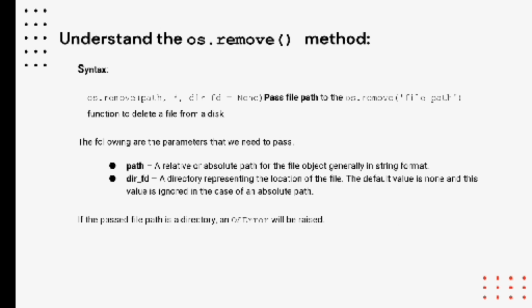Understand the os.remove method. Syntax: os.remove(path, *, dir_fd=None). Pass the file path to the os.remove function to delete a file from a disk. The following are the parameters that we need to pass. Path: a relative or absolute path for the file object, generally in string format. dir_fd: a directory representing the location of the file. The default value is None and this value is ignored in the case of an absolute path. If the passed file path is a directory, an OSError will be raised.